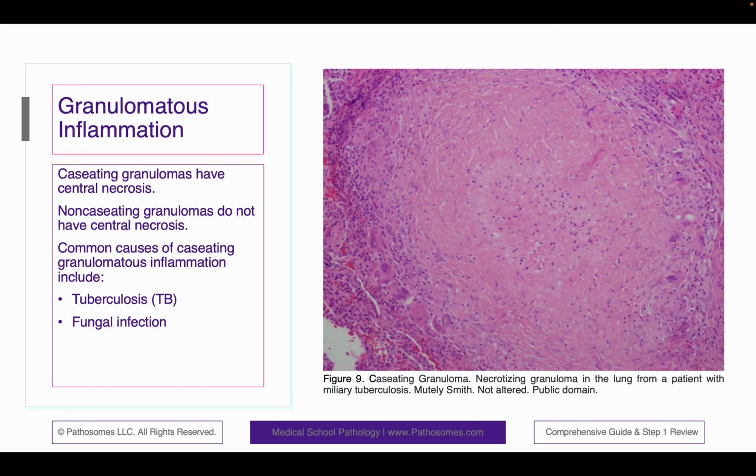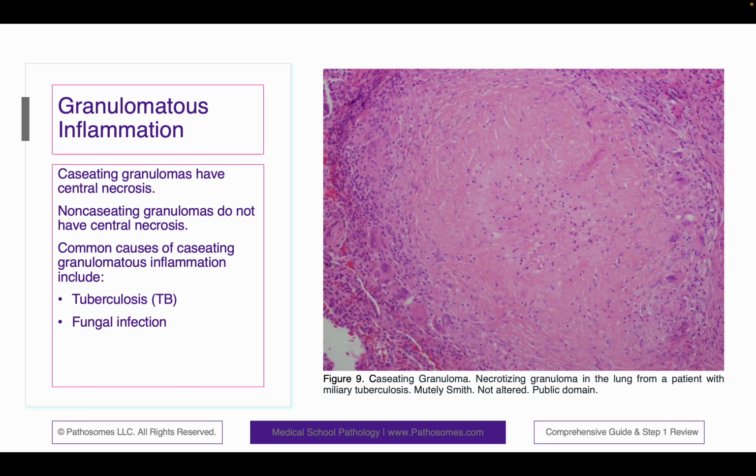Now to the right, this image here, take a great look at it. You should be able to recognize in the center there the necrosis, and around that you should be able to see some larger cells. If you are looking at the perimeter of that more pink area, you should be able to see the giant cells. Okay, so caseating granulomas have central necrosis. Non-caseating granulomas do not have central necrosis.